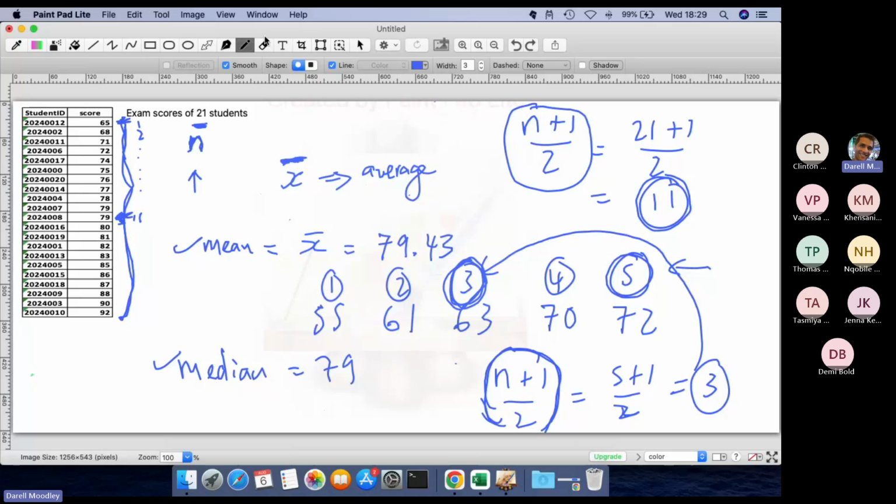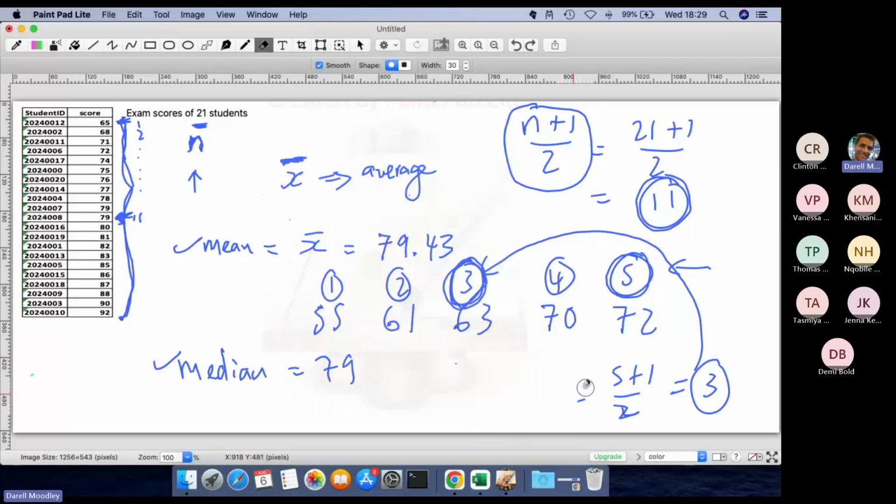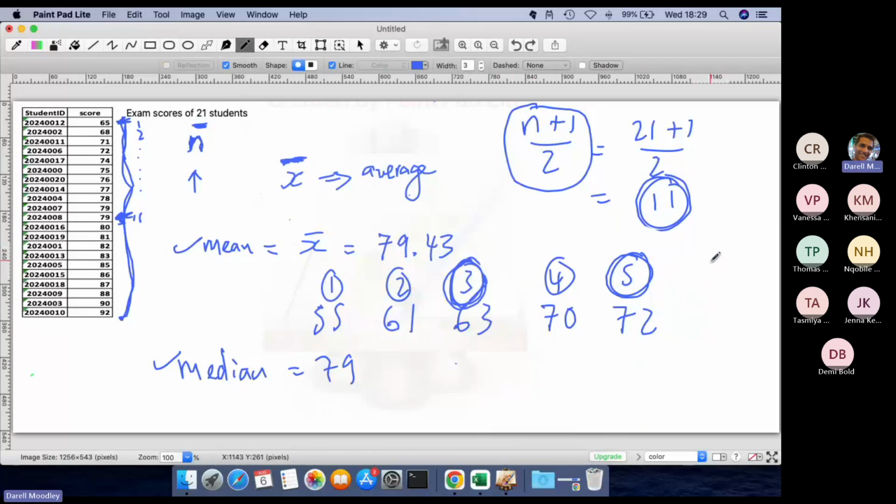Okay, good, very good question. I'll do that example using the small data set here, but the principle is the same for the 21 students. So let's say instead of 5 students, I had 6 students. So there was a 6th student, and that score was 75. Okay, so now we have an even number of students.